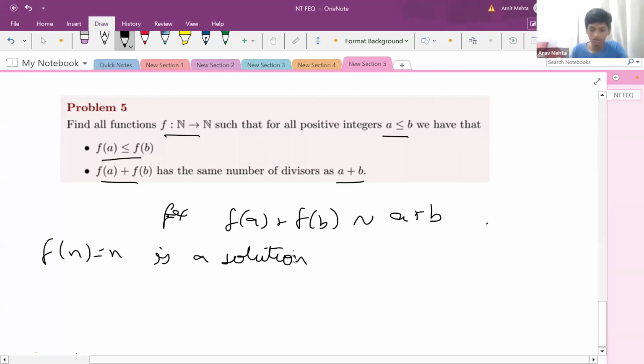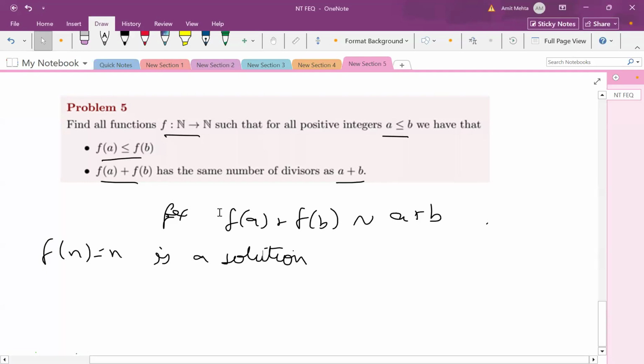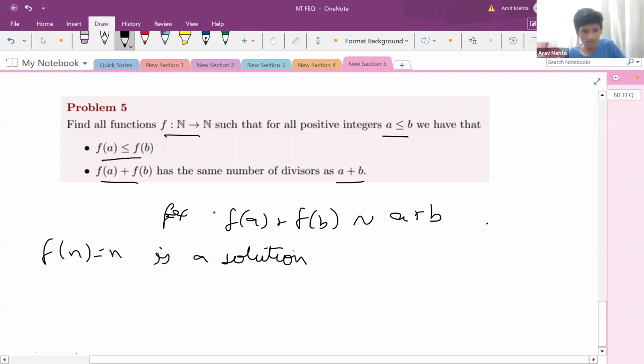Please just throw out your ideas when we do. f of x equals cx. No, that doesn't work. f of 1 has to be 1. I think you just substitute a equals b. Yeah, very good. Very good. So I suppose you did a equals b equals 1.